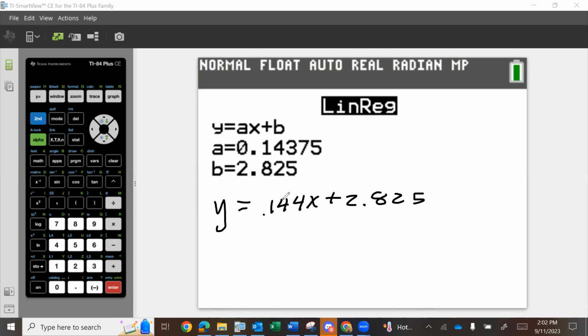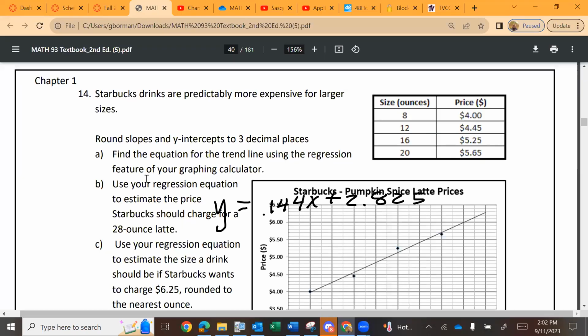All right, so that is going to be our equation. So let's see, part B, use your regression equation. That's what we just got, what I just wrote down, to estimate the price Starbucks could charge for a 28-ounce latte.